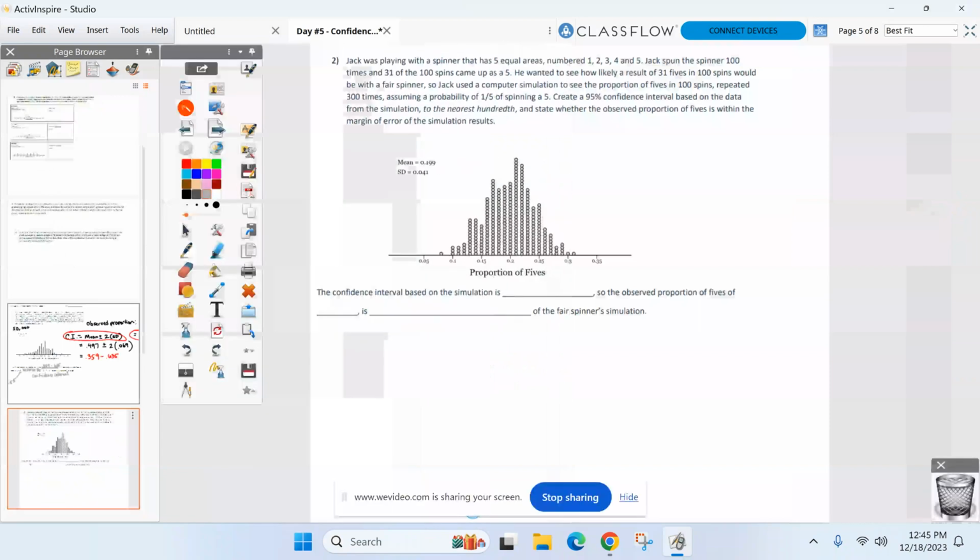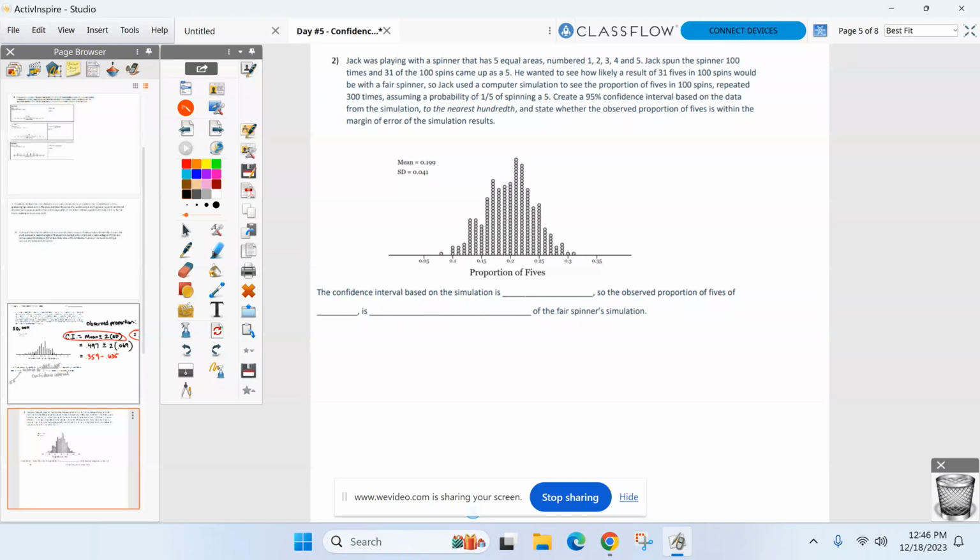All right, next up. Now I'm going to do a spinner. Okay, numbers 1 through 5. Jack had some free time on his hands, obviously. So he spun that sucker 100 times, and it landed on 5 31 times. And he's like, is that likely or not based on this spinner? So we're going to find out if that's likely or not, that it comes up 31 times out of 100.